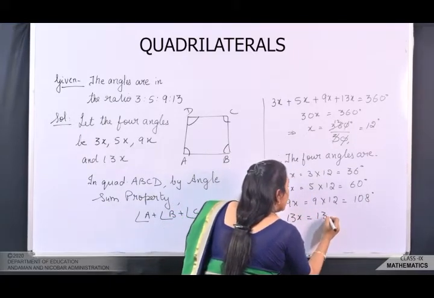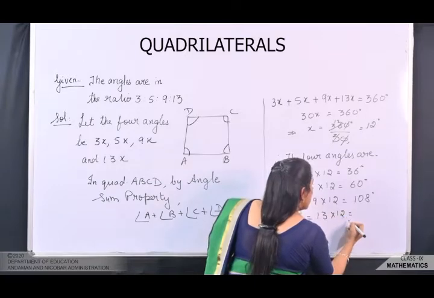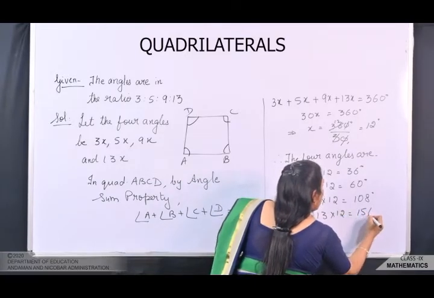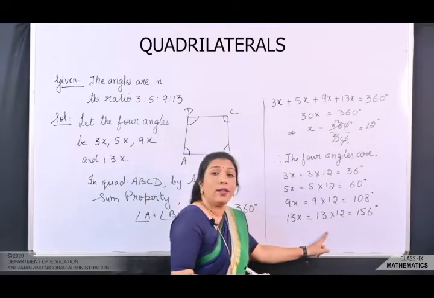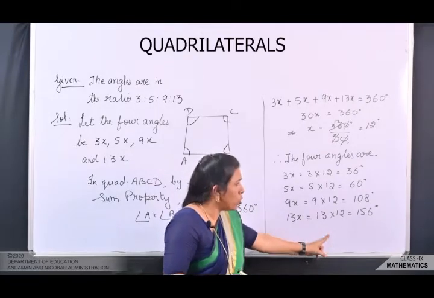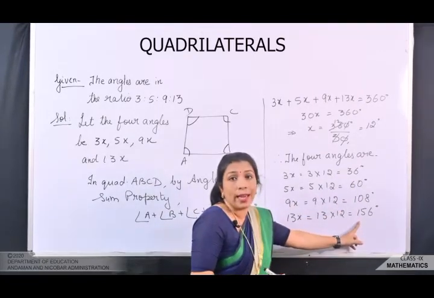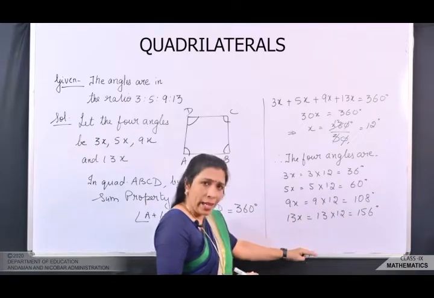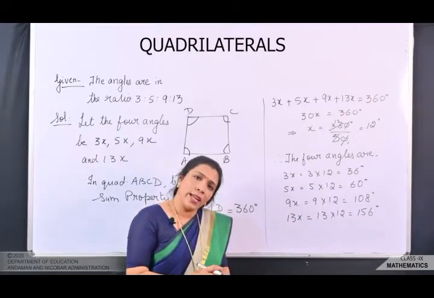That is 13 into 12 is equal to 156 degree. So these are the 4 angles. If you want to check it, you can just add and see. You will surely get 360 degree. This question was very easy, children. Chaliye, let's move on to the next question.